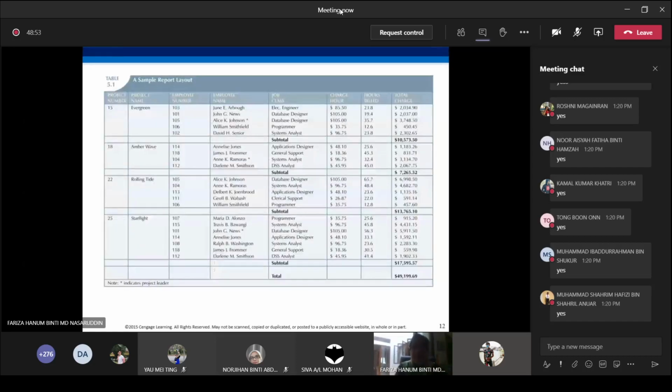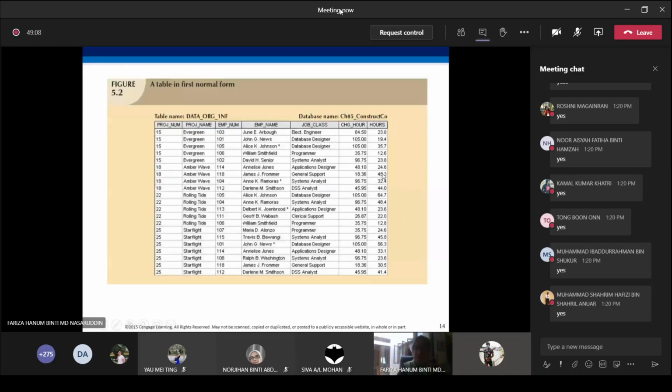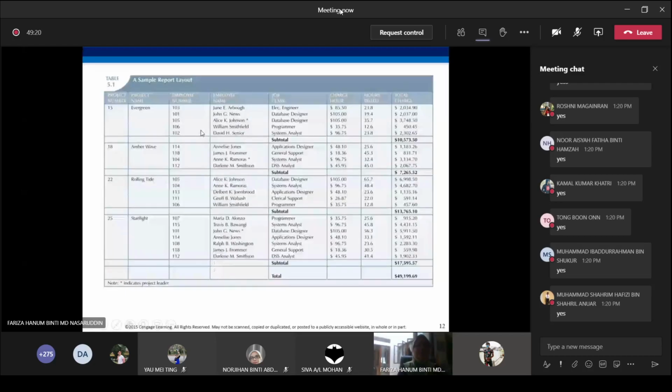Example. This is not first normal form, because here you don't have a single value in these cells. This is first normal form. You may have redundancy here, but it's okay, because in every single cell you only have one value. If you look at this one, this is also not first normal form, because one cell cannot have multiple values.